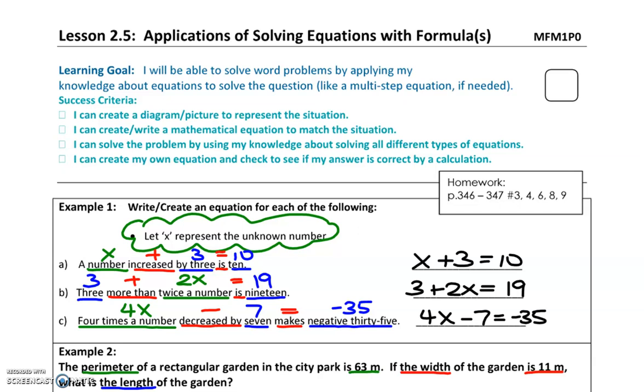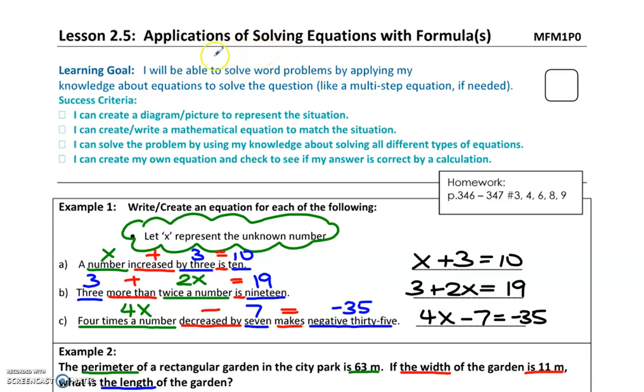Hi everybody, this is lesson 2.5. We're going to be going into application questions. So usually what happens is when we finish teaching you all about the concepts like solving equations, isolating variables, and so on, we would then apply them to some sort of a word problem. So that's going to be our goal for today, to solve word problems.